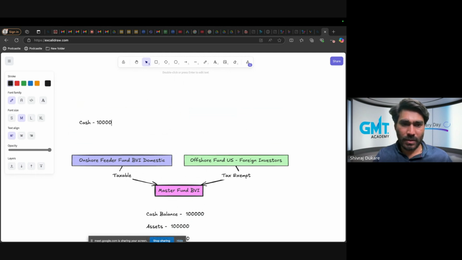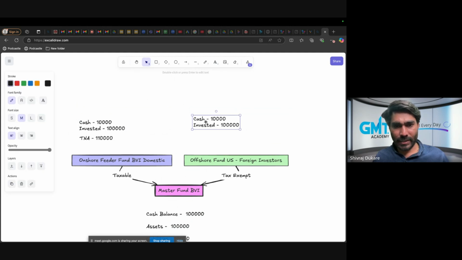Cash, let's say the total cash received to the feeder is, let's take a hypothetical situation, 1,10,000, with 1 lakh invested in the master. So the closing balance, which you can see, is 10K, and the total NAV, TNA, is 1,110.